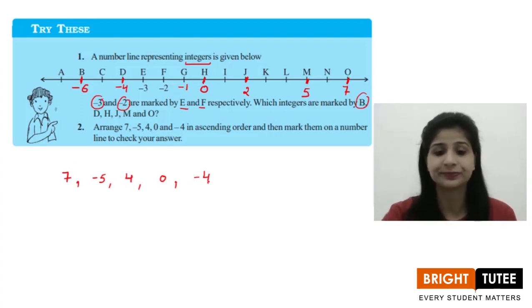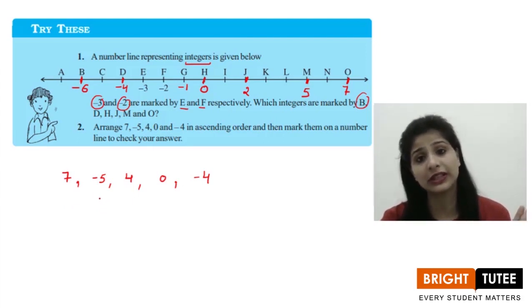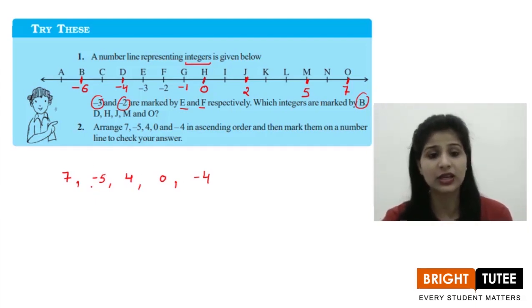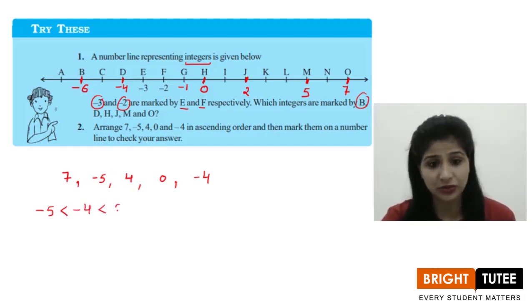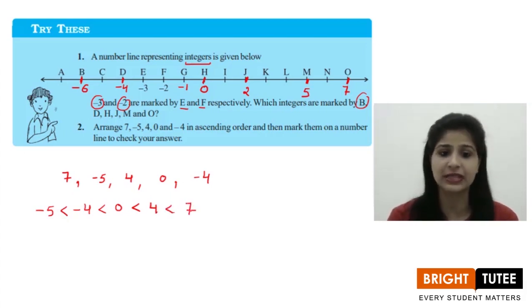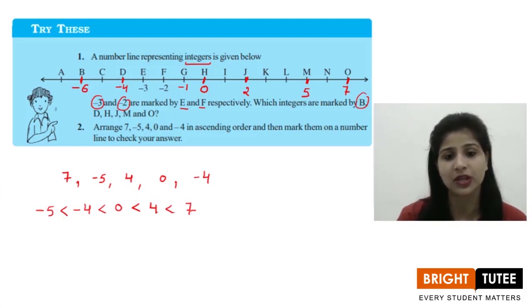Okay, let's do that. So, the number which is more negative, right? The more we go to the left side, the negative numbers become smaller. So the smaller number here is minus 5. After that it is minus 4. Then we come to 0. And then after 0 we will get to 4 and then we will get to 7. 7 is the greatest number out of these and minus 5 is the smallest number. So we have written them in ascending order now.